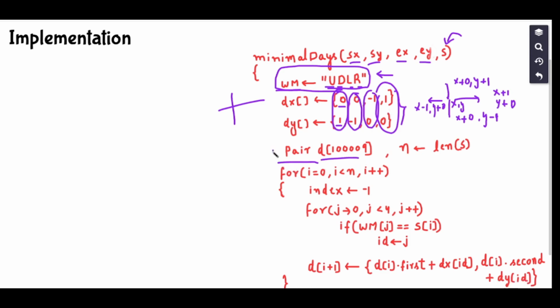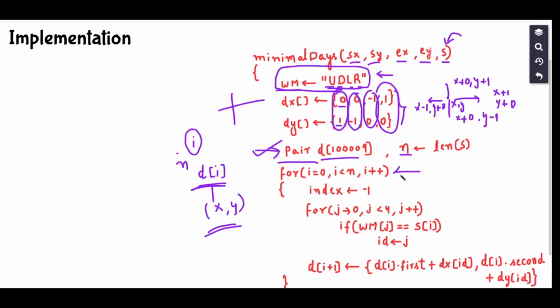This is basically an array which stores, for any position i, the final position of the ship after i days, which would be di. This di is nothing but a pair representing the final x coordinate and the final y coordinate, while n is the length of this forecast string.